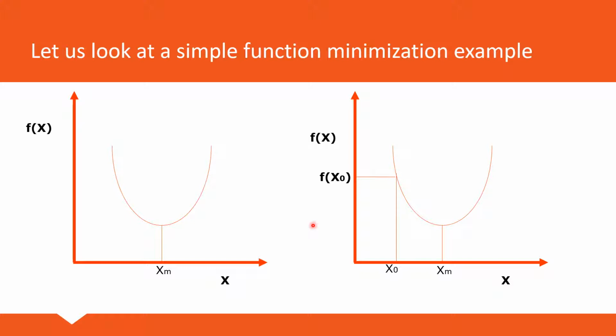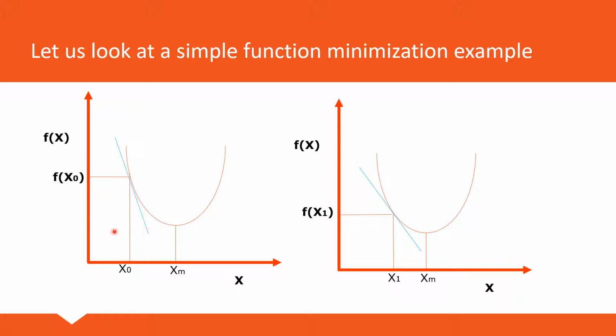So our objective will be, based on this randomly initialized value of the minimum x naught, to run some iterations in such a way that each iteration takes this value x naught closer to the actual minimum value xm. So we have to do some mathematical operation which moves x naught closer to xm. So let's see how we can do that. Let's say this is the point where we made the initial guess x naught.